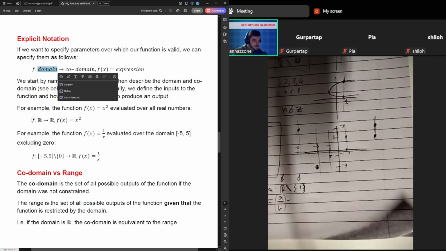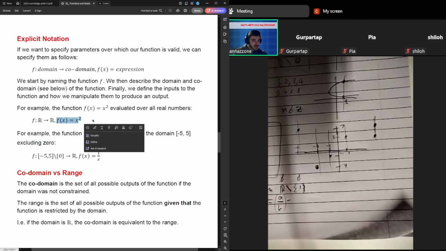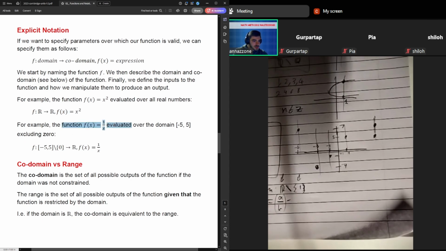But okay. So if we look at a statement like this, you've got the function called f. It has a domain of all real. You ignore that, and the function is a quadratic, x squared. You could have another example here. So again, function is called f. It has a domain of all numbers from -5 to 5, excluding 0. We ignore the codomain, and we just draw our hyperbola from x equals -5 to +5.